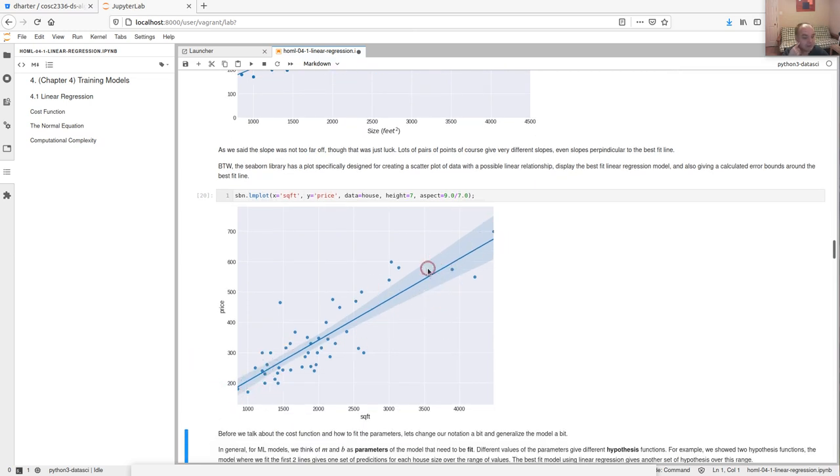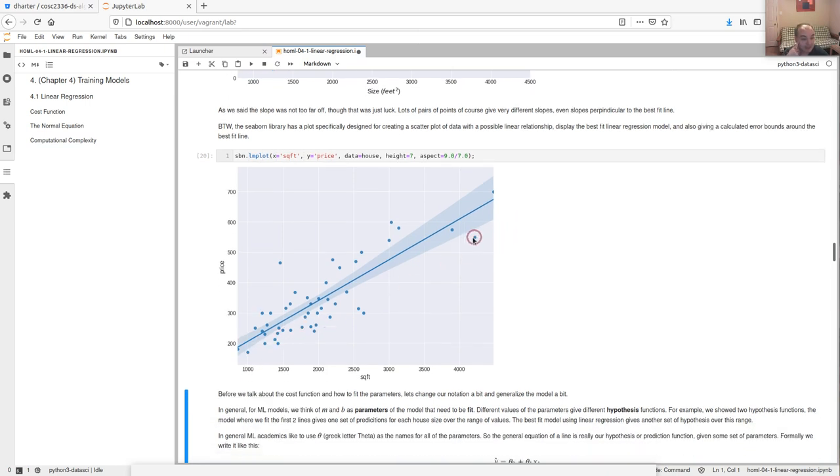And this filled-in area actually represents what's known as the bounds. So this is a confidence interval. I think it's a 90% confidence interval, which is standard. So it means that this is the best line, and there's a 90% chance that the true best line is going to be somewhere within the boundaries of this shaded area that was calculated.